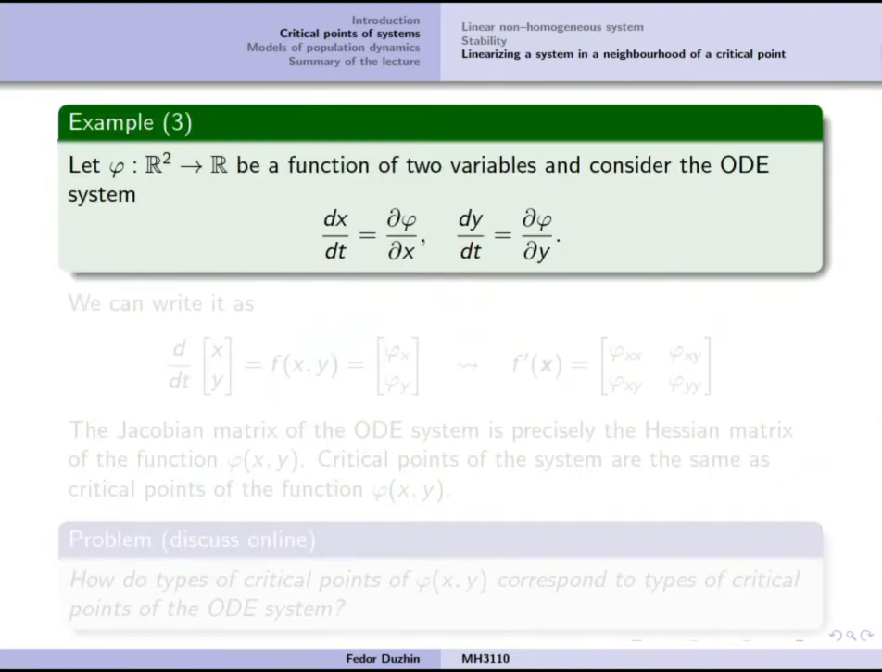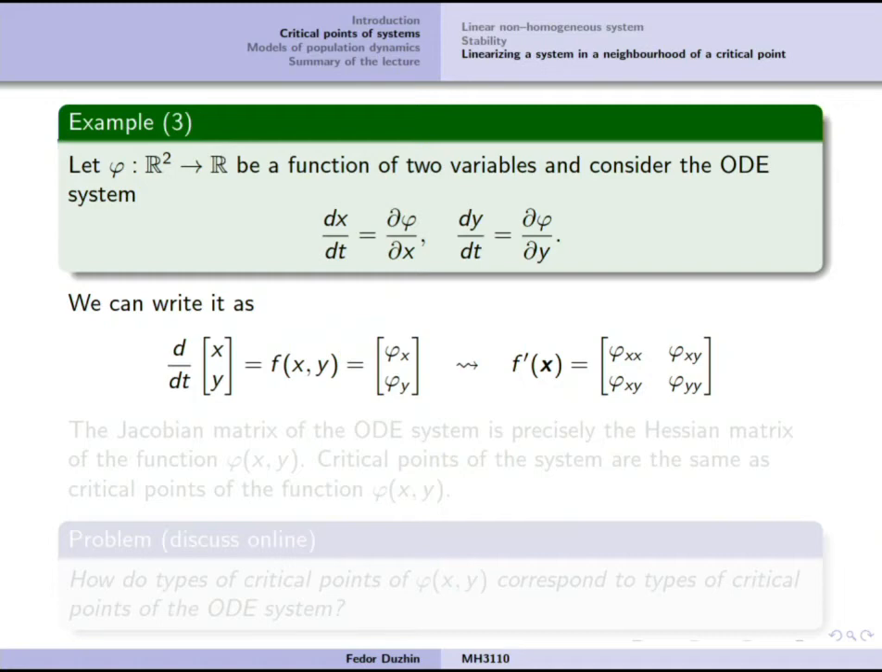Okay, excellent. Now the third example is going to be a little bit theoretical. Right, so suppose that we have a function of two variables, and then we can transform it into a system of differential equations. dx/dt is the partial derivative of the function with respect to x, and dy/dt is the partial derivative of the function phi with respect to y.